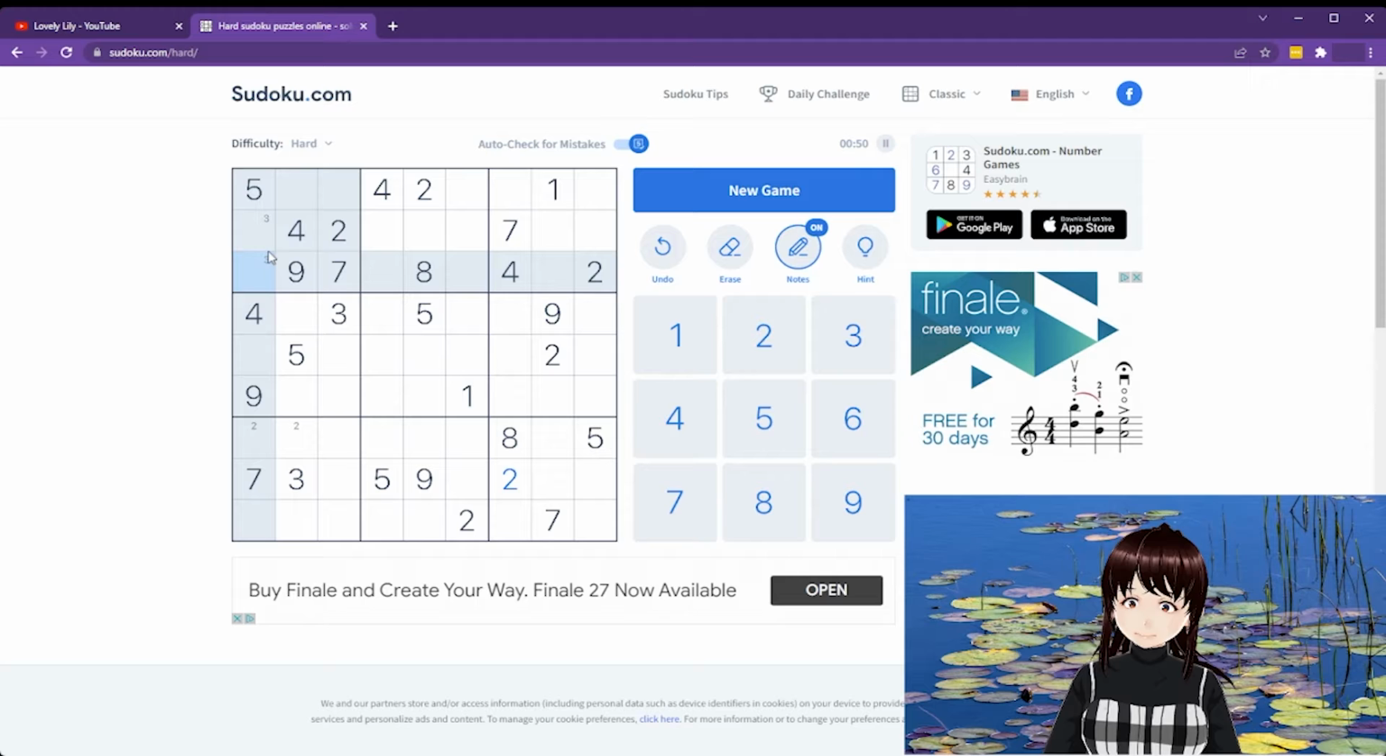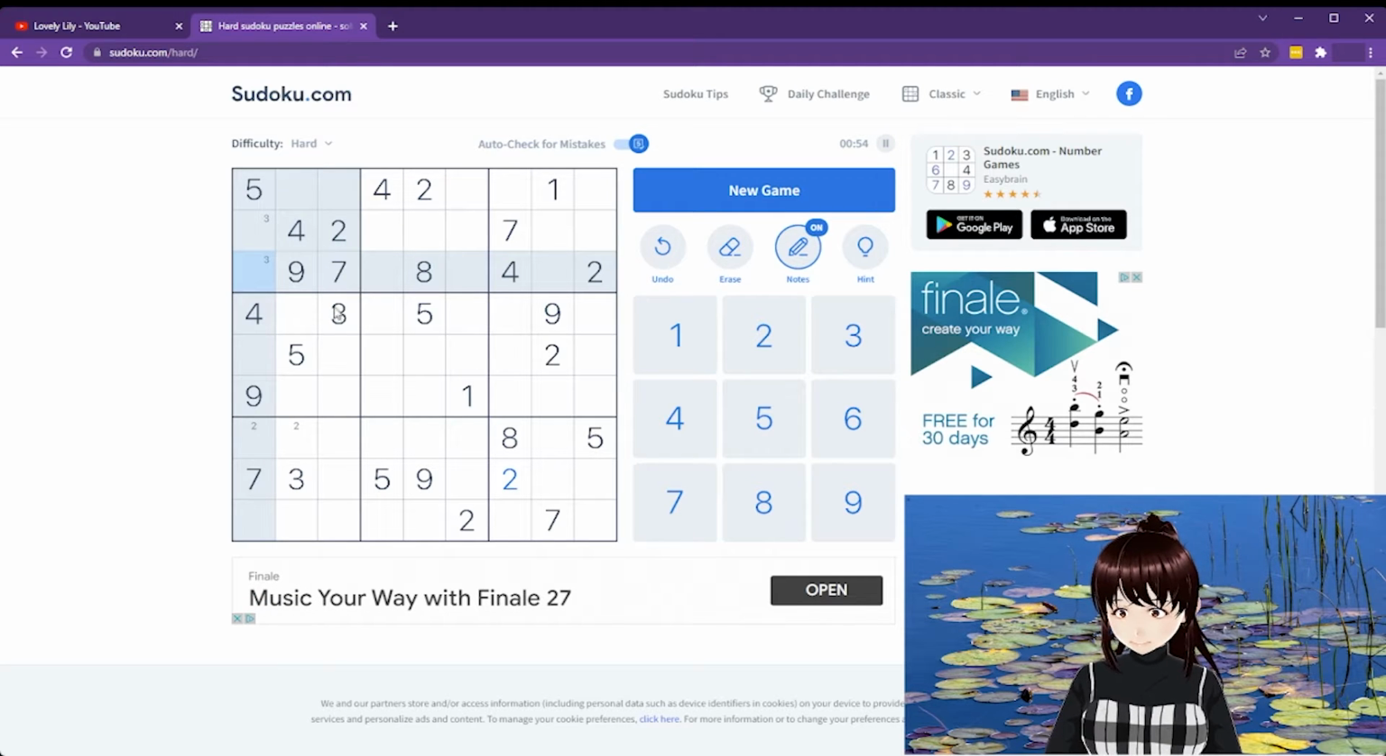Cat decided to visit. So we have threes. I like Cat, but she washes her butt too much.